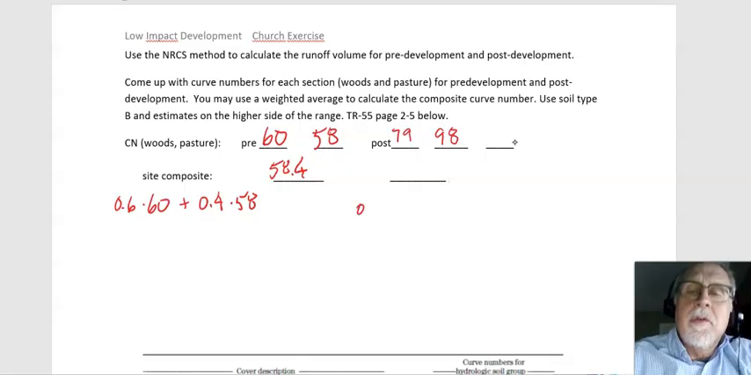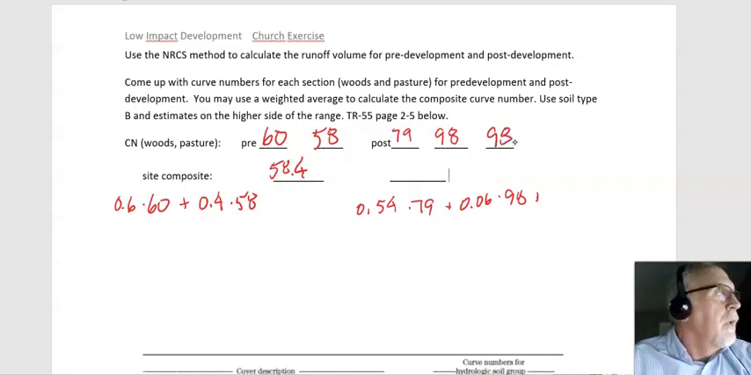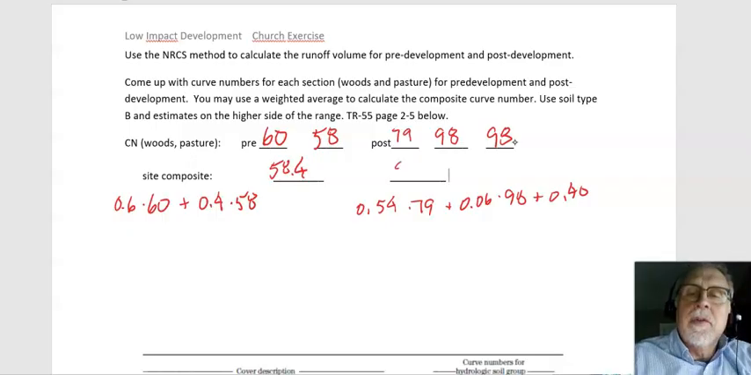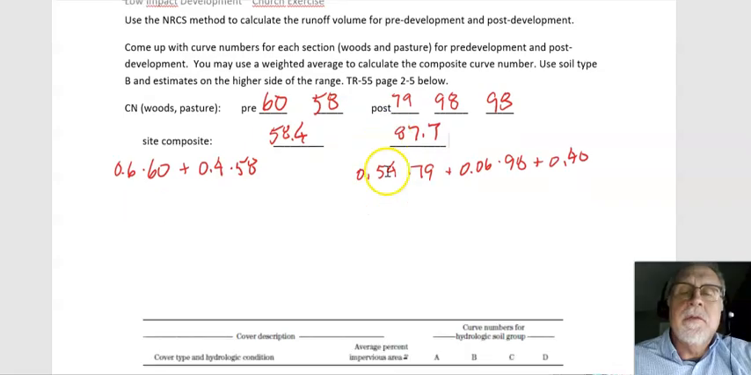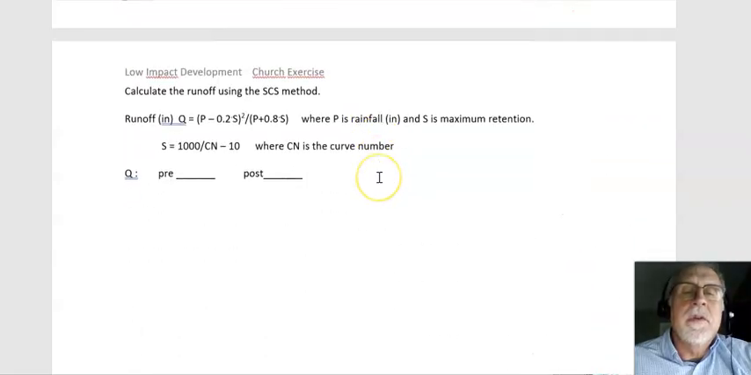Then if you divide up the area, the 79 is 0.54 of the area. The church, of the total area, was 0.06 of the total area. And then the right hand side is all paved, so that's a 98, and that's 40% of the whole area. And that equals 87.7. So we're going to use those numbers, 58.4 and 87.7.